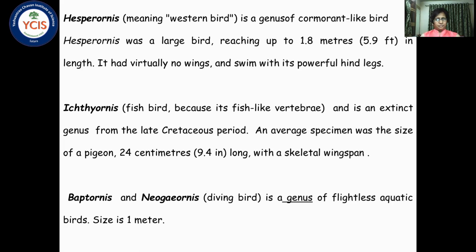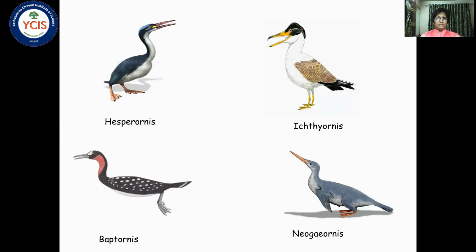Then the other birds are Baptornis and Neogornis. These 2 birds are called diving birds, and it is a genus of flightless aquatic bird. The size of that bird was 1 meter. So these are the examples of the birds which are present in the superorder Odontognathae.